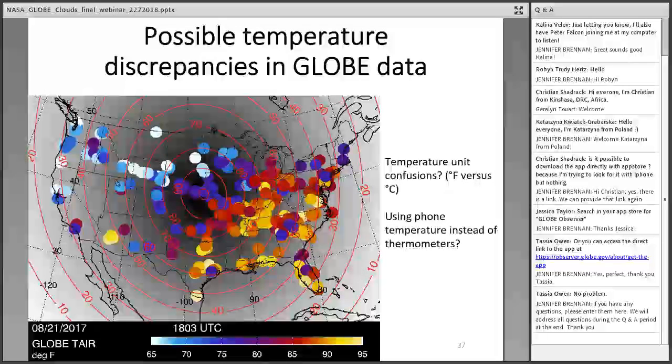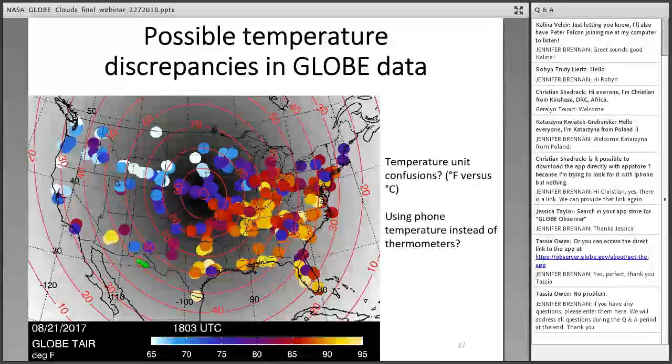Well, as you might expect, because this was a somewhat new thing we were trying, there are some discrepancies in the temperature observations that we are looking into, cleaning up the data so that we can get a better quantitative estimate of the meteorology of the event.